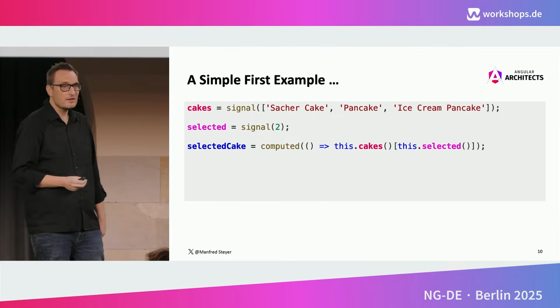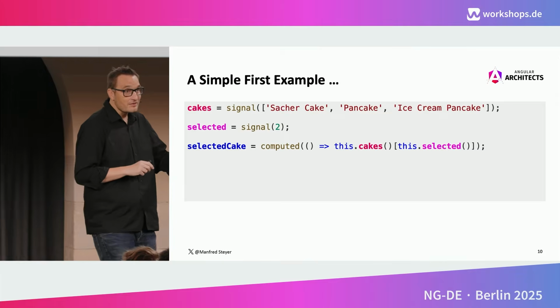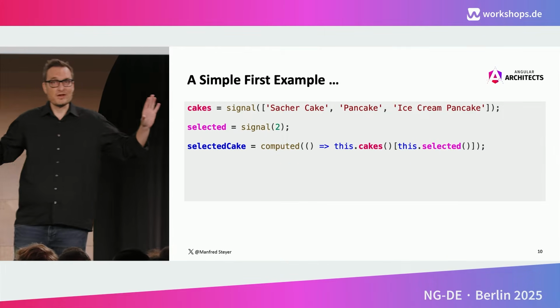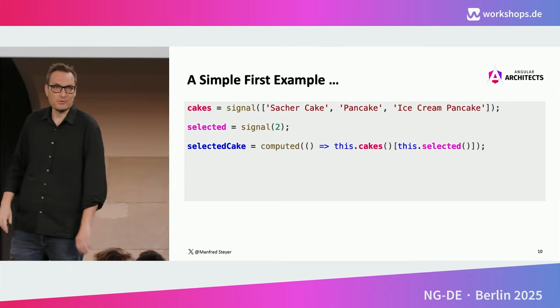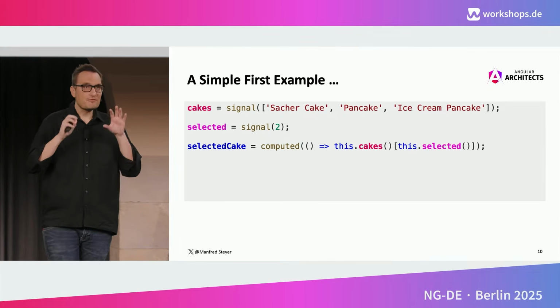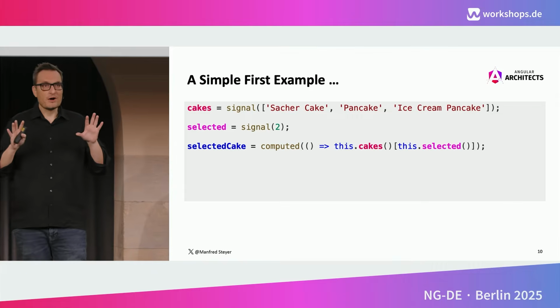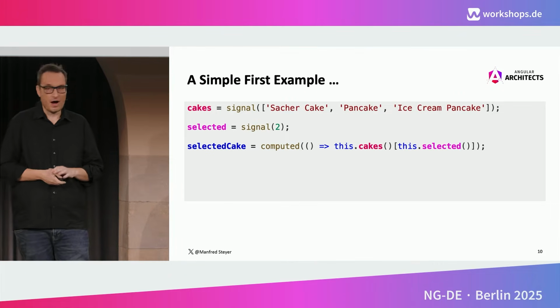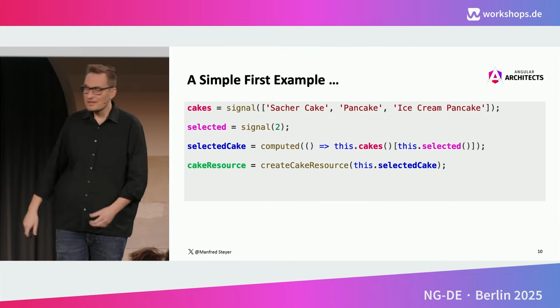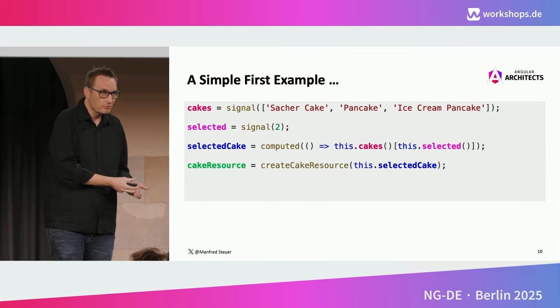It will automatically be recomputed, at least as when someone is interested into it. When no one is interested into it, then it won't be recomputed. So it really works in a lazy way. That means we can have a projection here, a view model that stays up to date for our purposes. So here we are getting out the name of the selected cake, then I'm putting it into a resource.